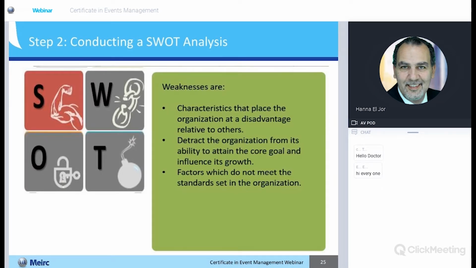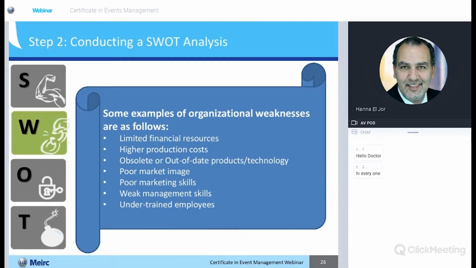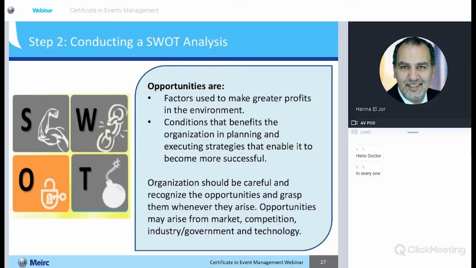Okay, now we move to the weaknesses. Also, these are tangible characteristics that may place the organization at a disadvantage. Weak points. Also, we need to take care of that. Some of the examples: higher production costs, poor marketing skills, weak or no leadership, understaffed. All of that could also be considered as weaknesses.